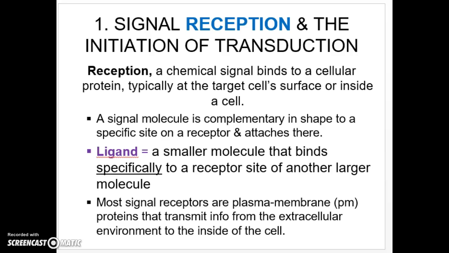Okay, so back to our signal transduction pathway. The first step of that was reception of the signal, which begins the transduction process. So reception is when a chemical signal binds to a cellular protein, usually found on the cell's surface, but it can also be found in what we call an intracellular space. So we have intracellular receptors actually found within the cell's cytosol or within the nucleus of a cell. But most receptors are going to be found on the plasma membrane.